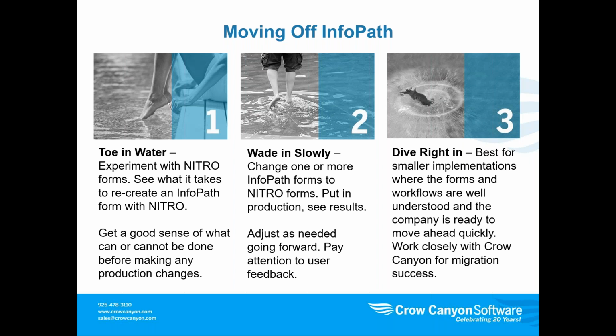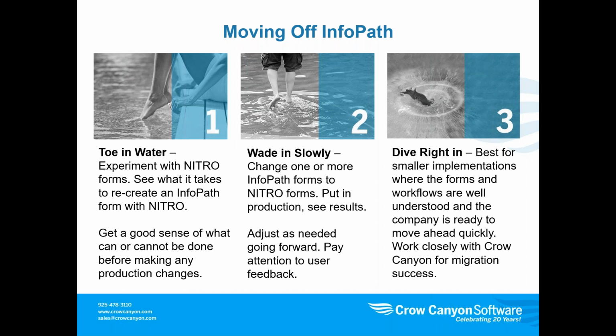So another is to wade in slowly. Let's take one InfoPath form and replace it. Put it in production. See what it takes. They call this identifying the migration candidate. You want to look at the forms you have and say, well, this looks like a good one. It's kind of lightly used, but it's still kind of important. And we'll get a real sense from this of what it's going to take to do an InfoPath replacement of the larger set of InfoPath forms in your catalog. And then you could really adjust your process, see what's needed going forward, and get good user feedback on how to proceed.